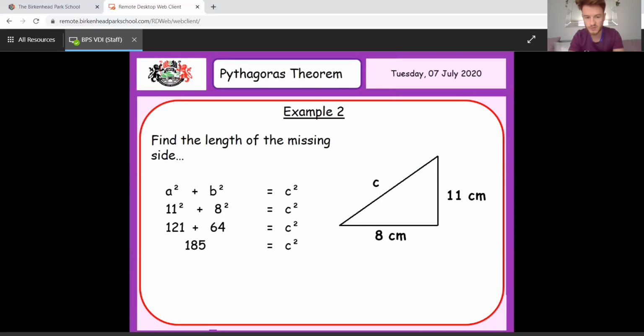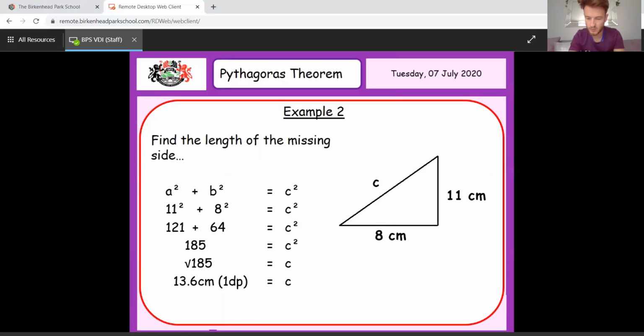So what do we do to find out c? We square root 185. That is the sign for square root on your calculator if you're not sure. And the square root of 185 to 1 decimal place is 13.6 centimetres.